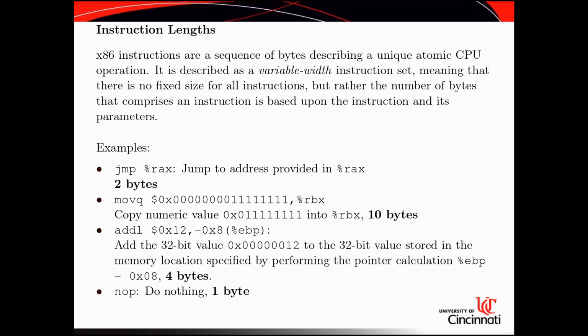Then I'm going to subtract the value 8 from that memory location. And then I'm going to get the data at that memory location, which itself is a 32-bit value. I'm going to add 12 hex, or 18, to that value. And then I'm going to store all that back into the place I had just read the memory from.